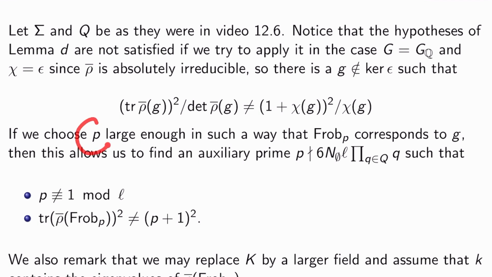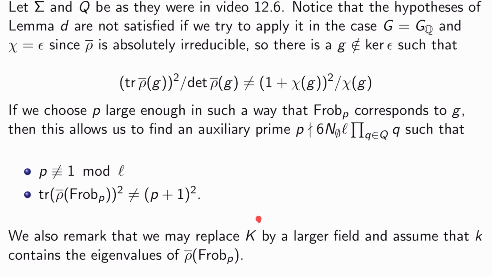So here's what you do. We can choose a prime p large enough in such a way that Frobenius at p corresponds to g, let's say with Chebotarev density. This result then allows me to find an auxiliary prime p, also not dividing, let's say, 6 times l times the product over primes q in Q of those primes q, such that p isn't 1 mod l. And from this, trace of ρ-bar(Frob_p) squared is not equal to (p+1)². Okay. We're also going to make a quick little technical remark here. We can replace K at any time by a larger field, and we can assume that our residue field, little k, contains the eigenvalues of ρ-bar(Frob_p).